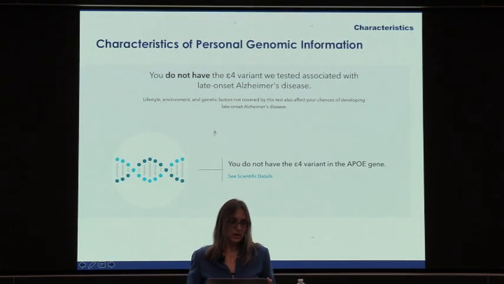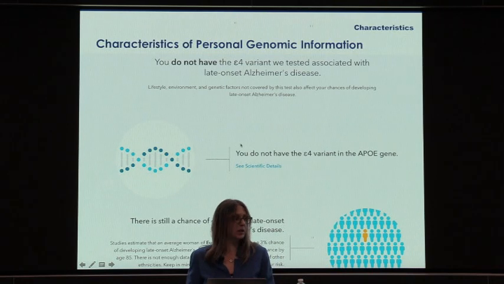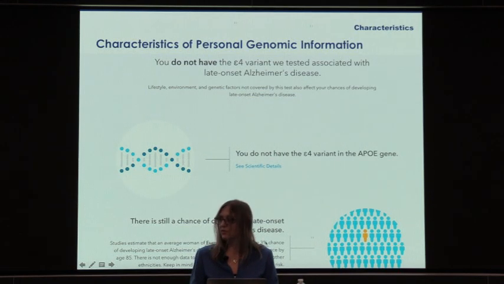So in this individual, which is the sample that 23andMe share, they do not have the E4 variant, which tends to be associated with Alzheimer's disease. So this is the information that they get, and they can ask for more information, which looks a little bit like this. There is still a chance of developing Alzheimer's and a little bit more statistical information. It will go through several known variants.